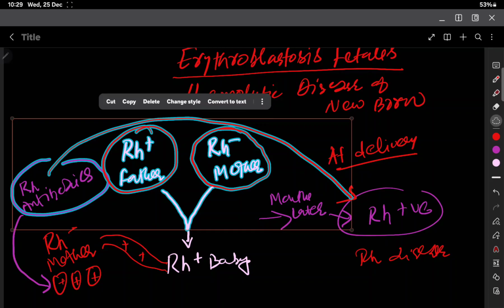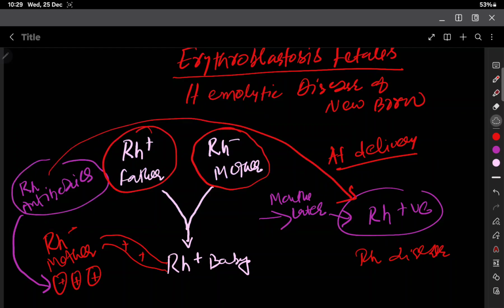In most cases, the baby has inherited the Rh positive antigen from the father, and the mother develops anti-Rh antibodies. You can see it here. So I will explain it again. In erythroblastosis fetalis, which is also called the hemolytic disease of the newborn, what happens is this.